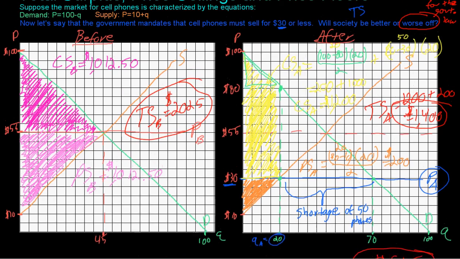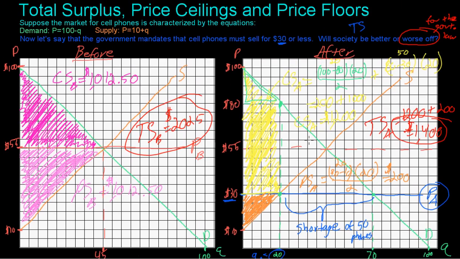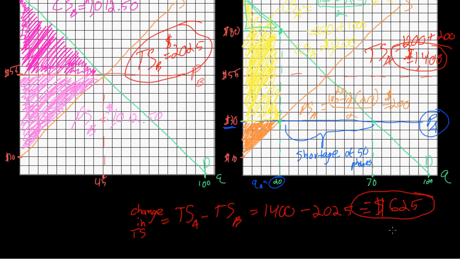So again, none of these numbers are really realistic, and it's not like we're ever going to have a market for cell phones that is this small. But I just like to use these numbers because they're easy to calculate with, and so I don't get caught doing calculations and wasting your time. Okay, so we saw now algebraically that this is the loss in total surplus from the ceiling.